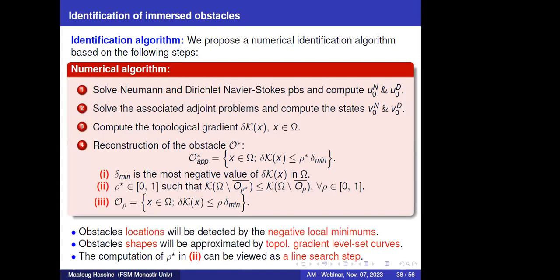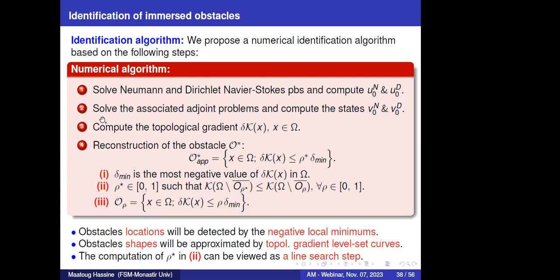So, using this topological gradient, we will develop a numerical identification algorithm based on the following steps. In the first step, we need to solve the Neumann and Dirichlet Navier-Stokes problems and compute the velocity fields un0 and ud0. In the second step, we need to solve the associated adjoint problems and compute the adjoint states vn0 and vd0.